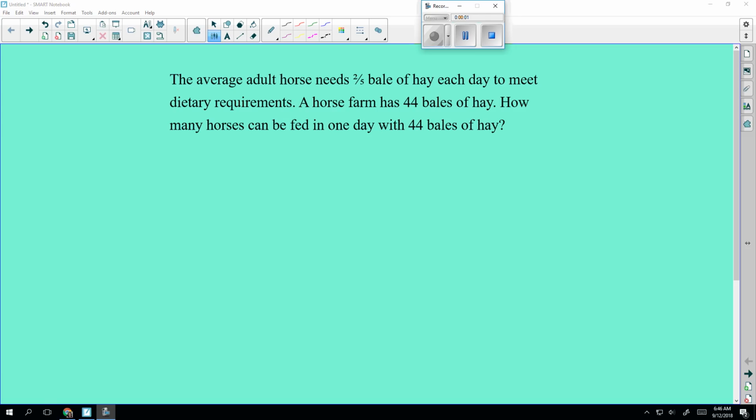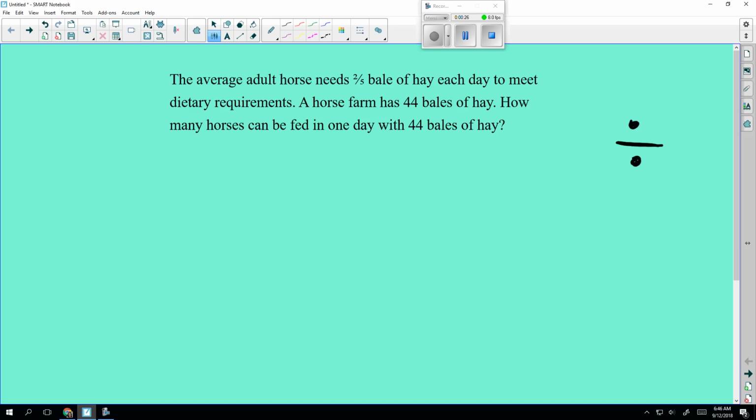Guys, here we are going to learn about division of fractions within a word problem. Yesterday we talked about using that reciprocal, so I want you to remember that we only use the reciprocal when we are dividing, okay? You're not going to use it if the problem's a multiplication problem, okay?